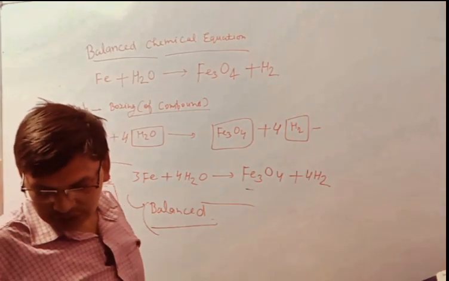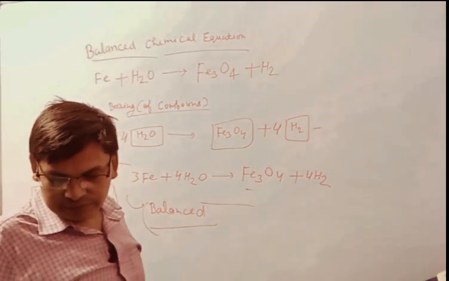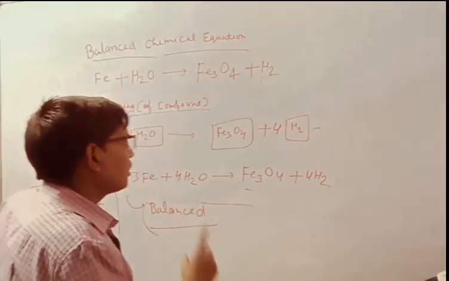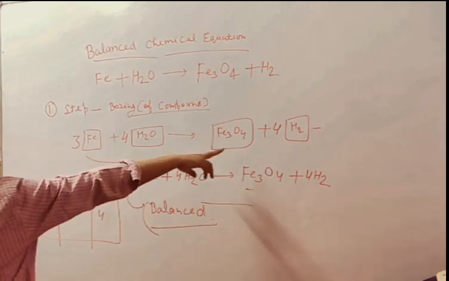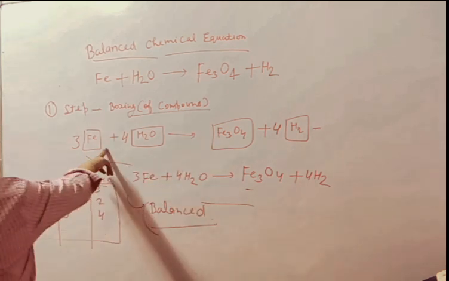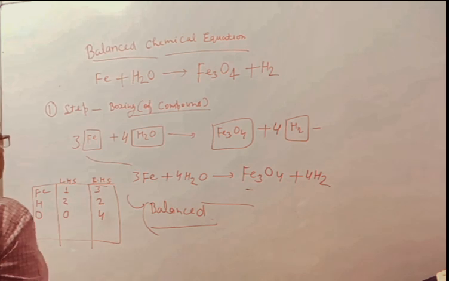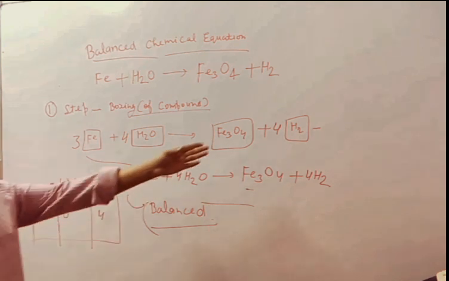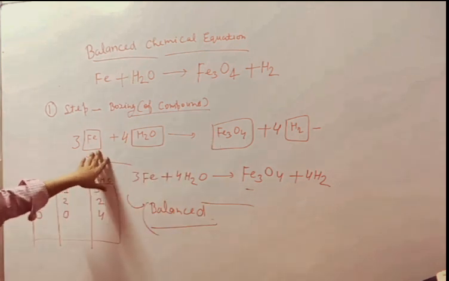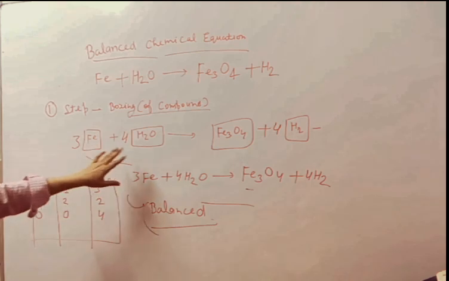So next one is the writing of the symbol. Here we can see the iron, H2O, and here the state and the condition, the physical state and other things are not provided. The hydrogen is either gas or liquid or solid. It is not given in the equation.